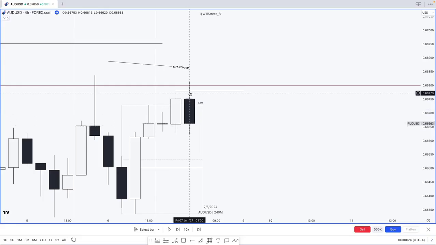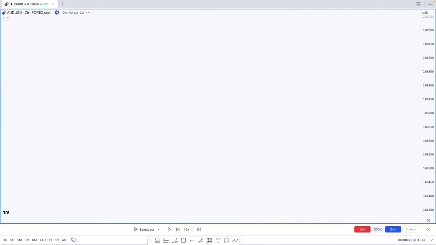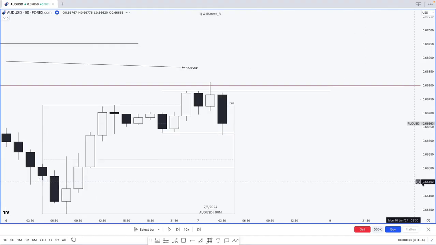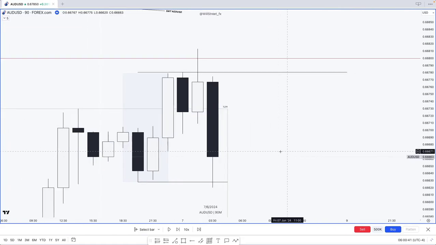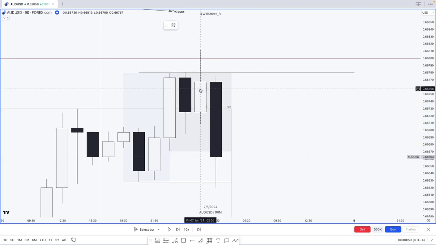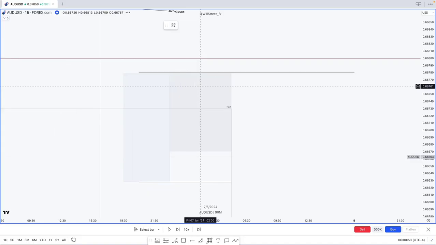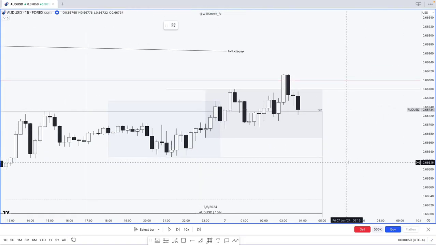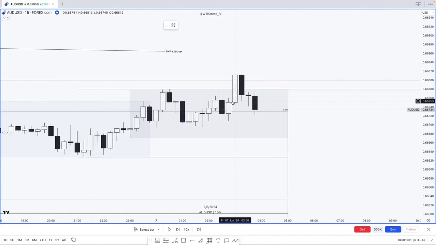So look at the time, this is the 1 AM, so this will be London. Nothing. And we have that 90-minute range that we can refine. Going into 3 AM, so what is this? This is 3 AM, so we want to sell from here, 2:45 and 3 AM.